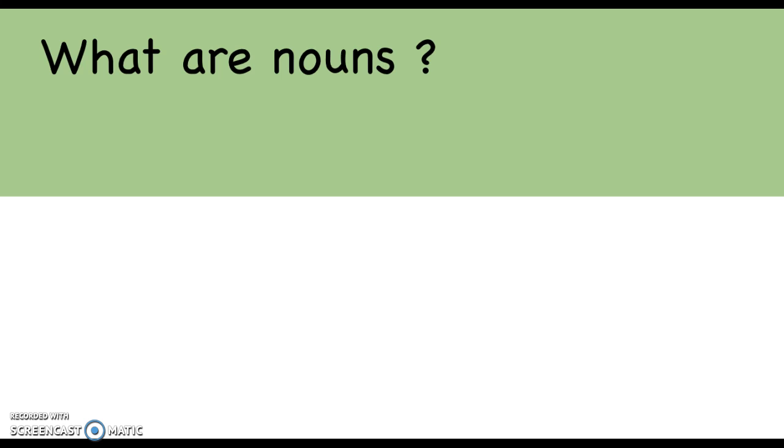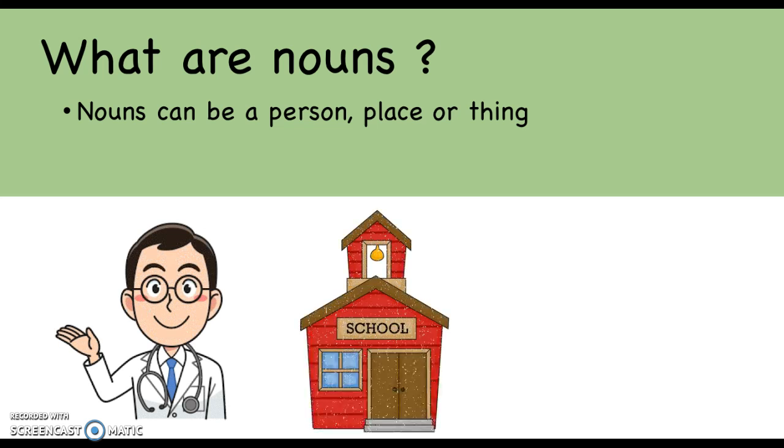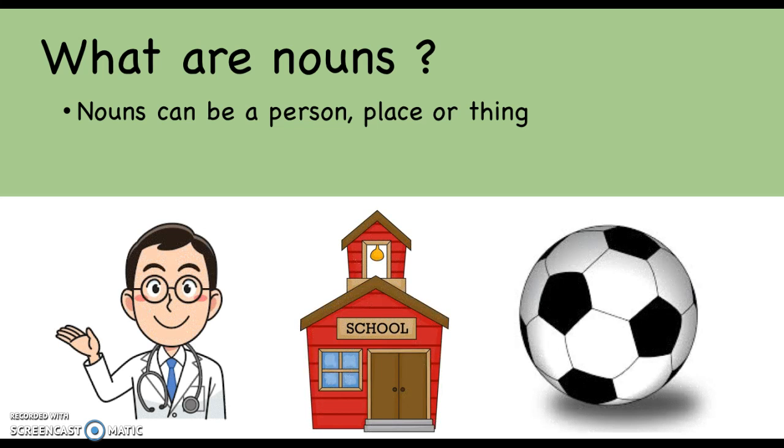Let's begin with the question of, what are nouns? Well, nouns can be a person, a place, or a thing. An example of a person can be a doctor. An example of a place can be a school, and an example of a thing can be a soccer ball.